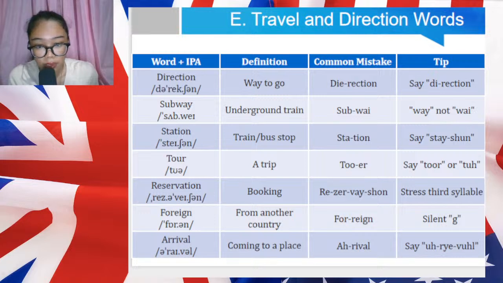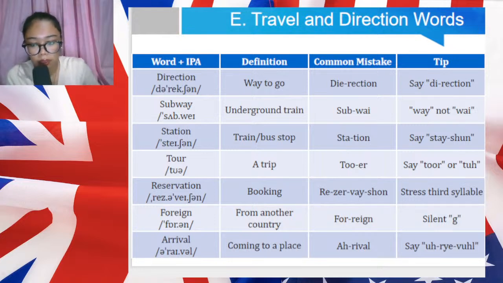So there is an incorrect syllable stress there, which is possibly influenced by stress patterns in other languages or simply guessing. So how you pronounce this one is reservation. The syllable that is stressed is the third one, ve.